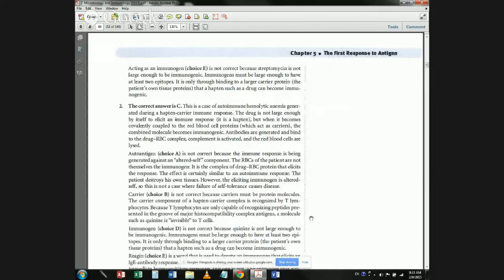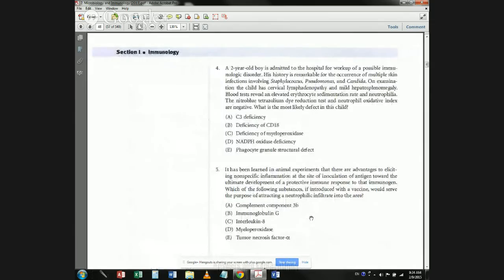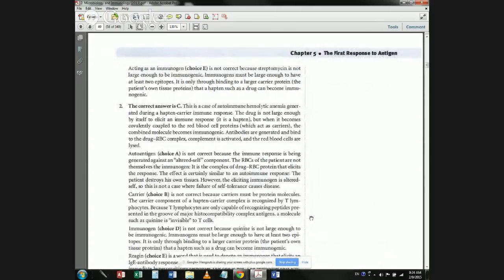Okay, the correct answer is C. Let's see what I got. Hapten. Okay, but I don't understand why they're using this question twice. This is a case of autoimmune hemolytic anemia generated during a hapten carrier immune response. The drug is not large enough to by itself elicit an immune response if it is a hapten, but when it becomes covalently coupled to a red blood cell protein, which acts as a carrier, the combined molecule becomes immunogenic.